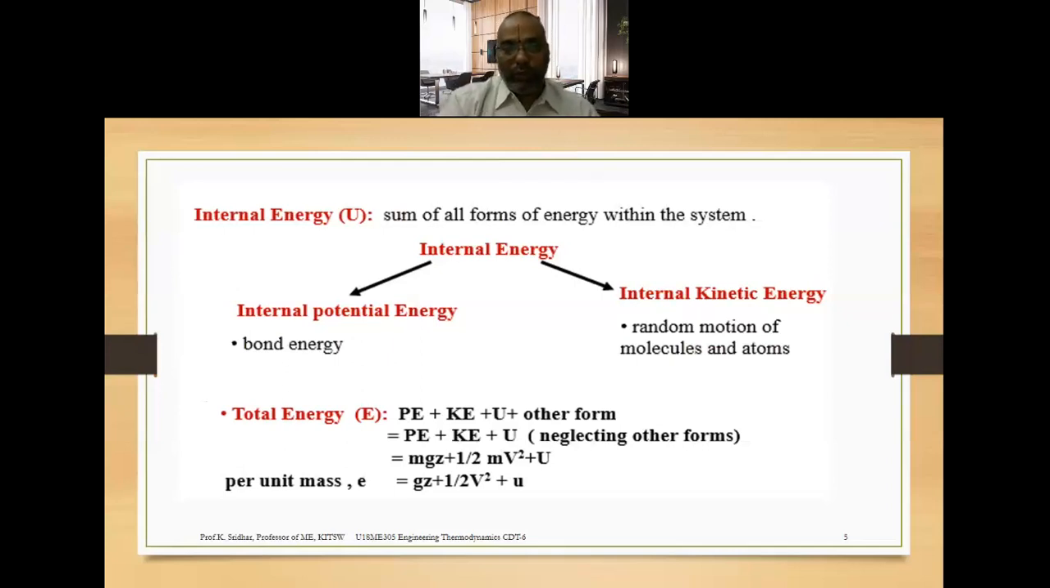I told you that the total energy is the summation of various other forms of energy, like potential, kinetic, internal, electrical, magnetic and nuclear energy. Whenever you neglect all other forms of energy, this E can be equivalent to U. So when neglecting PE, KE and other forms, total energy is equivalent to the internal energy. Internal energy is nothing but the sum of all forms of energy within the system. What are the different forms? That is internal potential energy in the form of bond energy, and internal kinetic energy in the form of random motion of molecules and atoms.